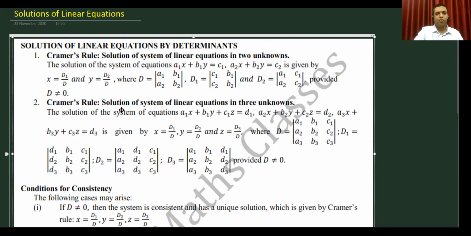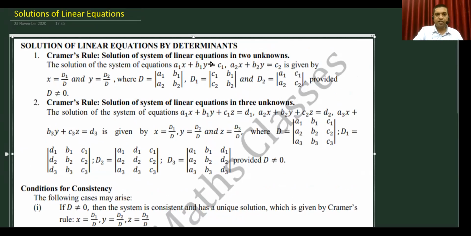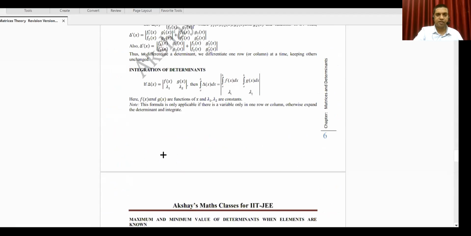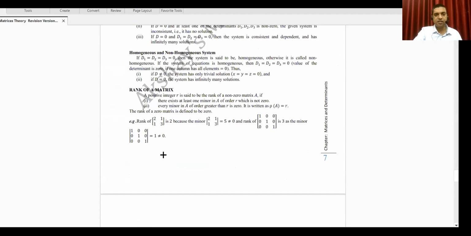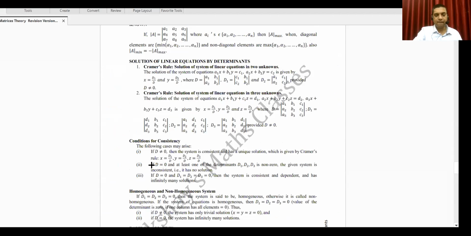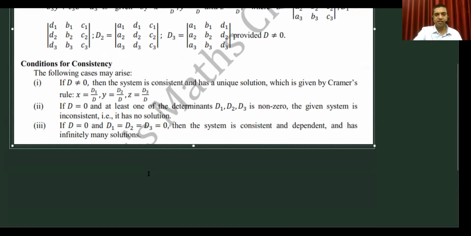Now, how do you find the solutions to equations? Let us go by the simple first one, solution of system of linear equations in two unknowns. What is a linear equation in the first place? A linear equation is an equation in which all the unknown variables are of single degree.